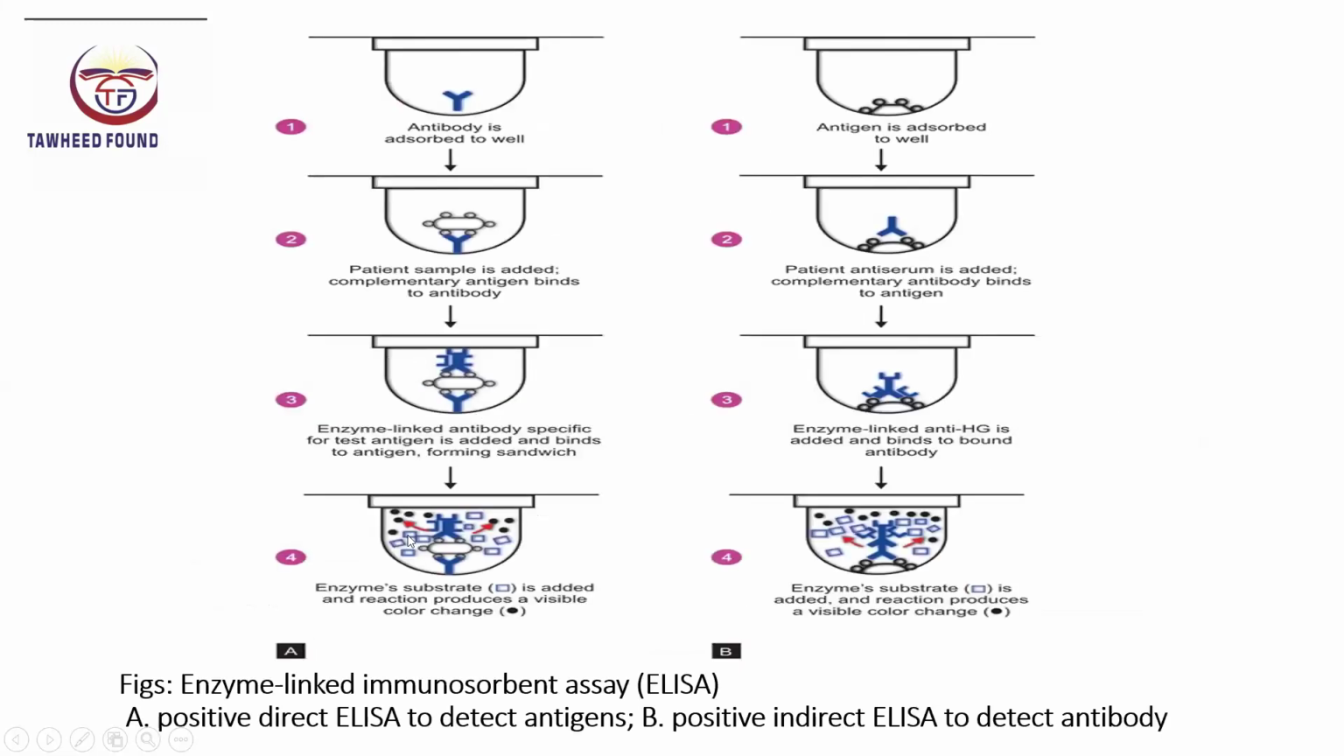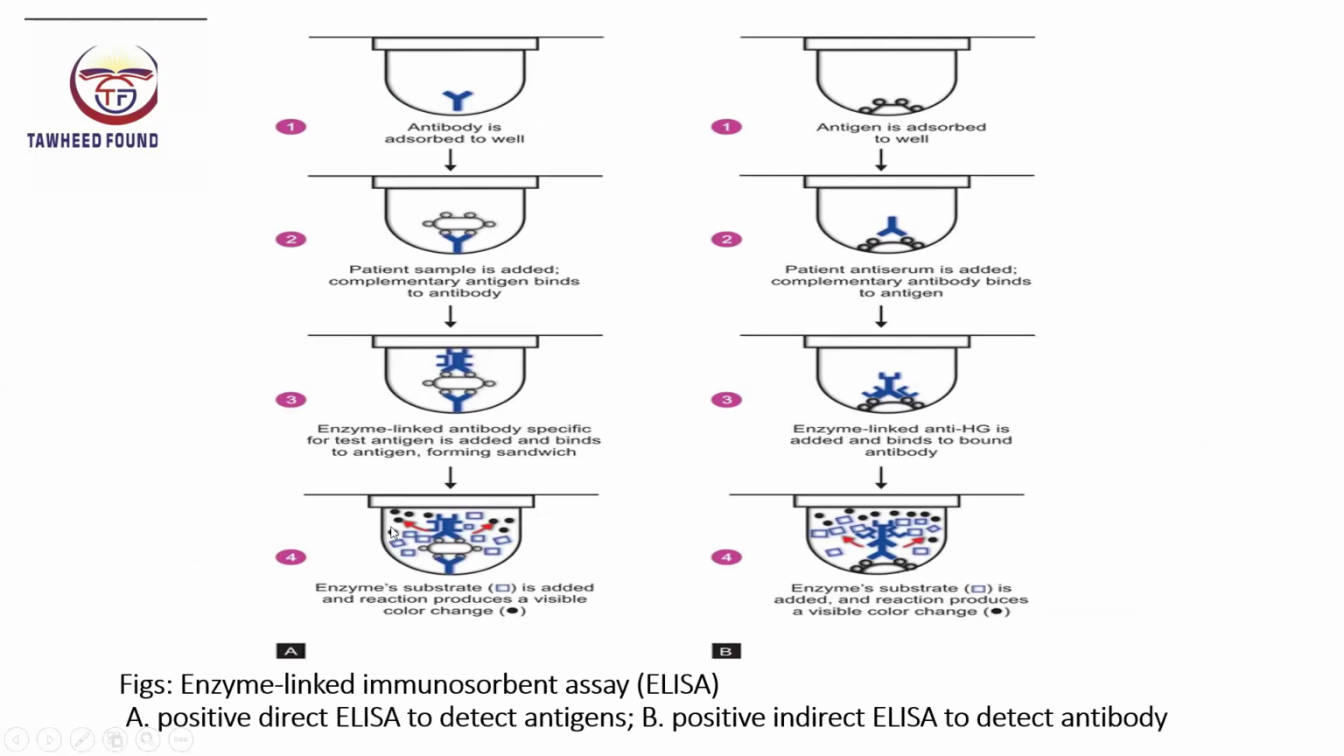Diagram of enzyme linked immunosorbent assays. It is divided into two parts, A and B. A is positive direct ELISA to detect antigen. B is positive indirect ELISA to detect antibody. So this figure demonstrates these two fundamental forms of ELISA.